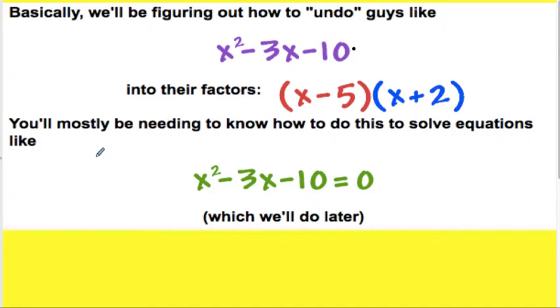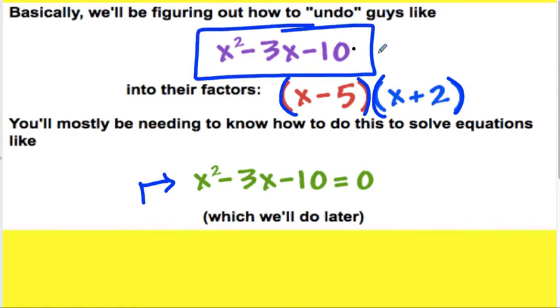All right, so basically what we're trying to do when we factor is to undo it. So we're trying to turn x squared minus 3x minus 10 into its factors. So x minus 5 is a factor of x squared minus 3x minus 10, and x plus 2 is a factor. We really need to know how to do this because it's going to help us solve equations like this one, x squared minus 3x minus 10 equals 0. We're going to do that later. For now, we're just looking at expressions and factoring them into their two factors or more.